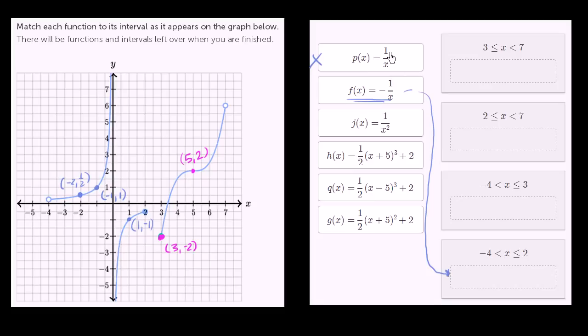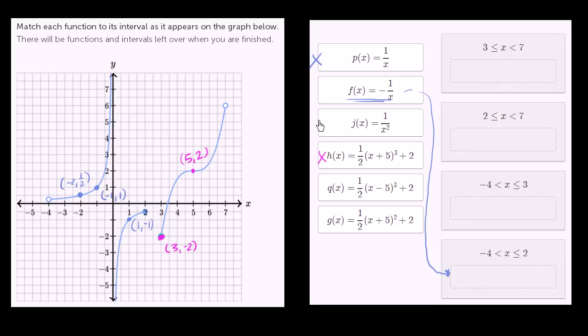Well, 1 over x definitely doesn't work. 1 over 5 is not 2. -1 over x doesn't work. -1 over 5 is not 2. 1 over 5 squared is not 2. 1/2 times 5 plus 5 to the third power. That's 10 to the third power. That's 1,000 times 1/2. That's 500. This goes to 502, not 2. So we're going to rule this one out too.